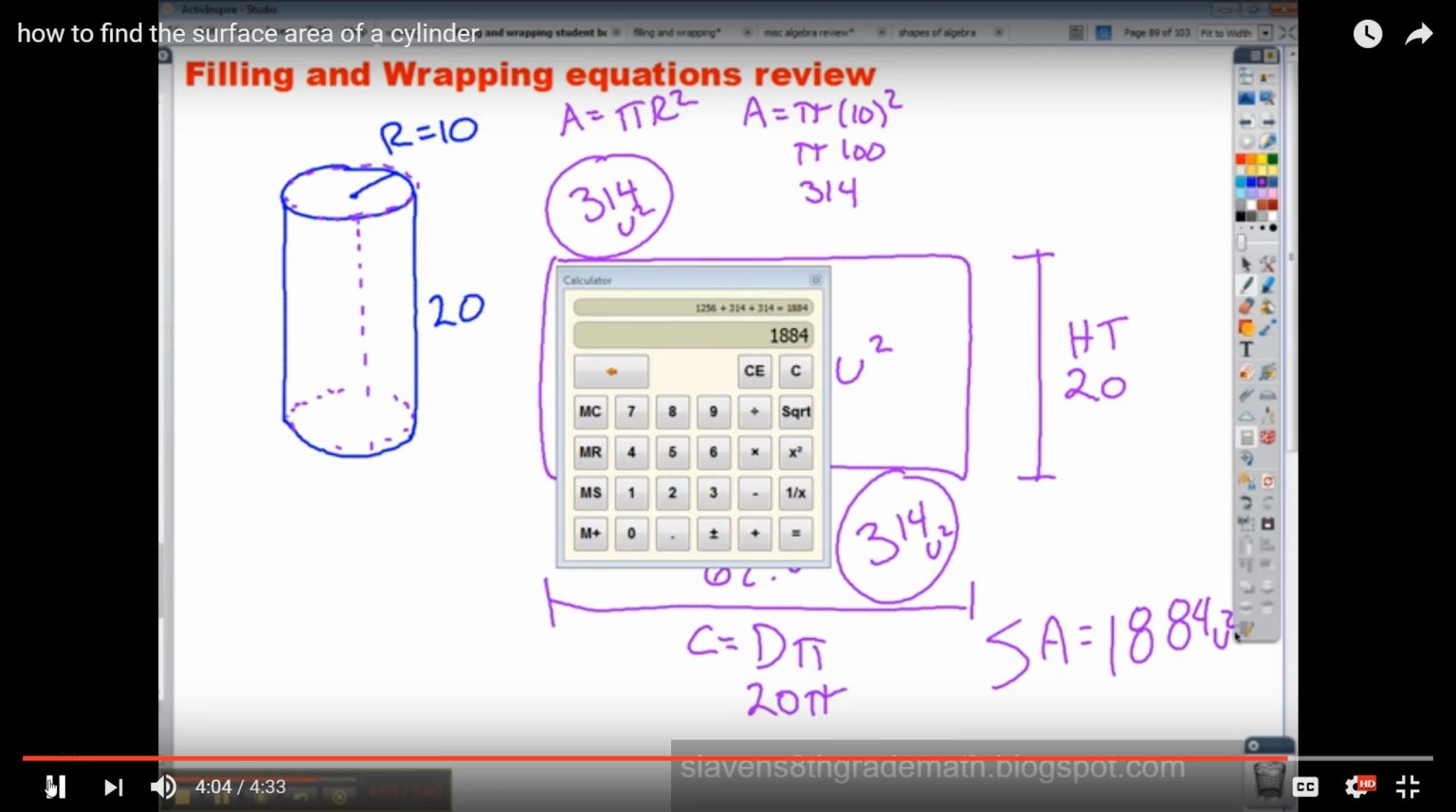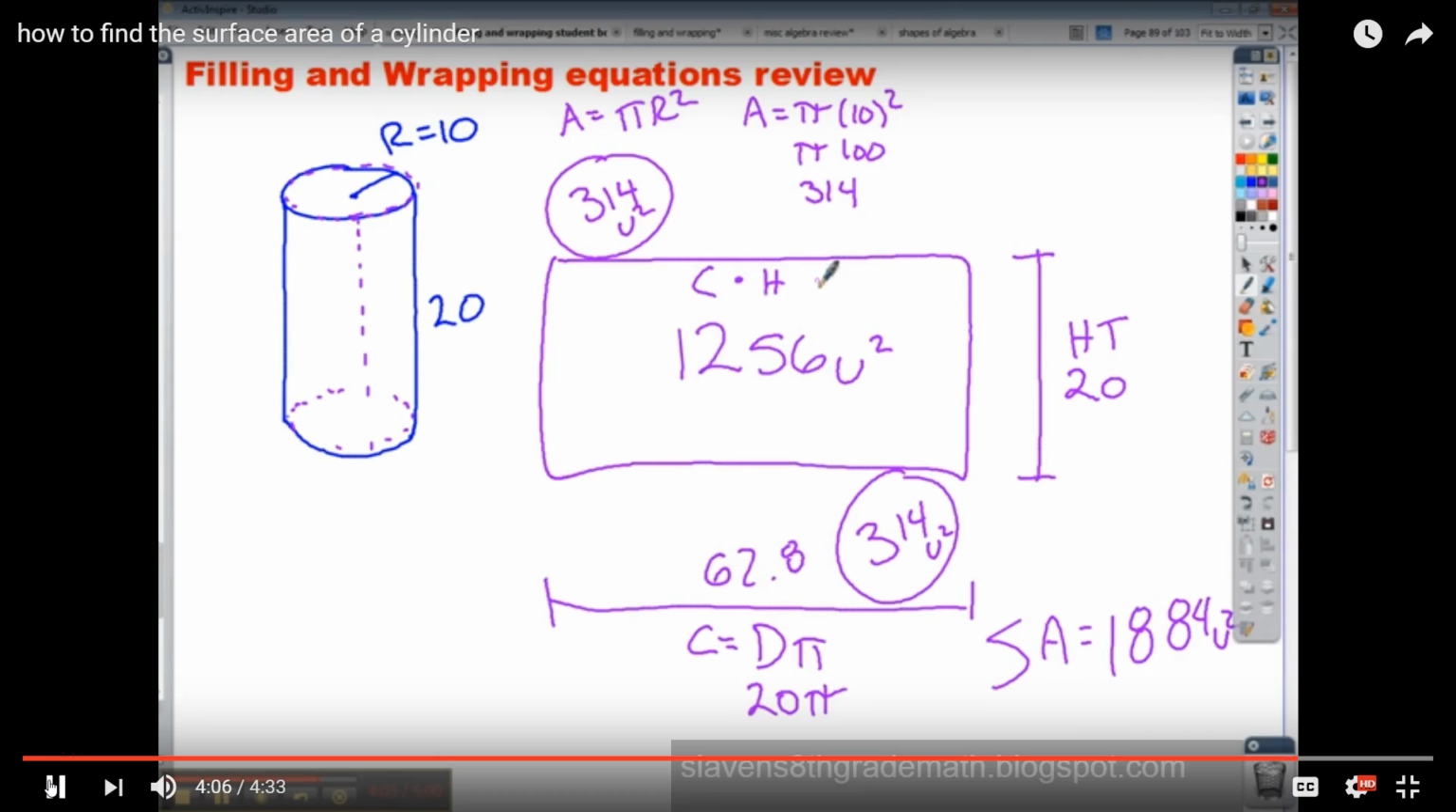There's also an equation for those people who prefer equations. The surface area of a cylinder is equal to 2 times pi r squared. So that represents the area of the top and the bottom, plus circumference, so that's diameter pi times the height. And that represents this rectangle. And so this equation could also be used.